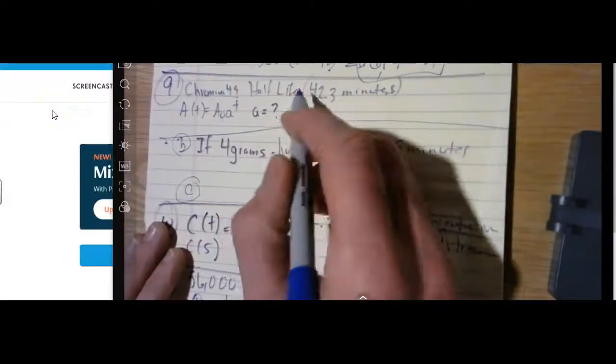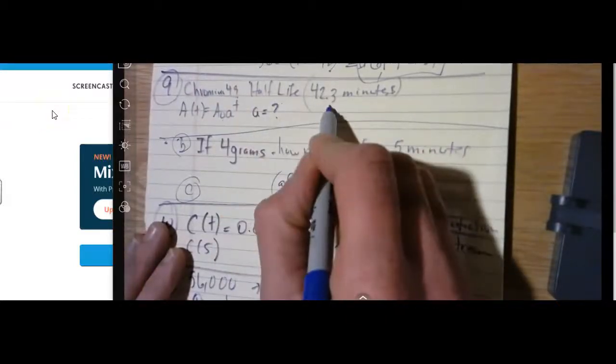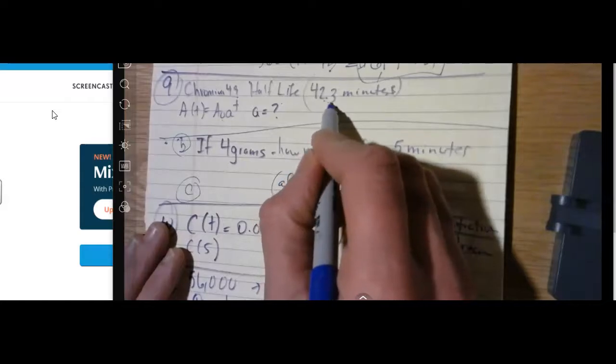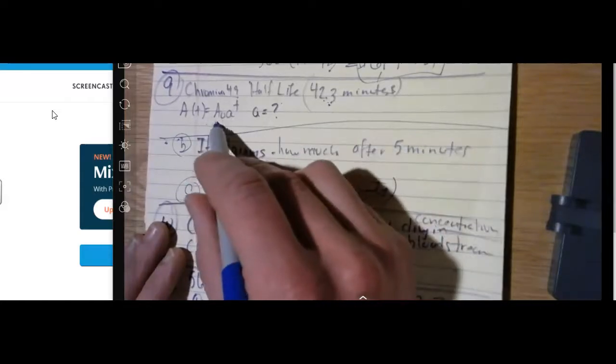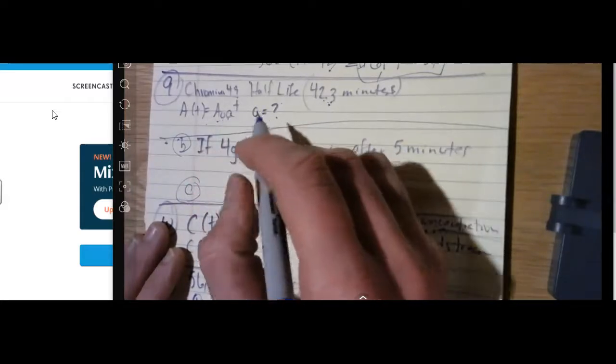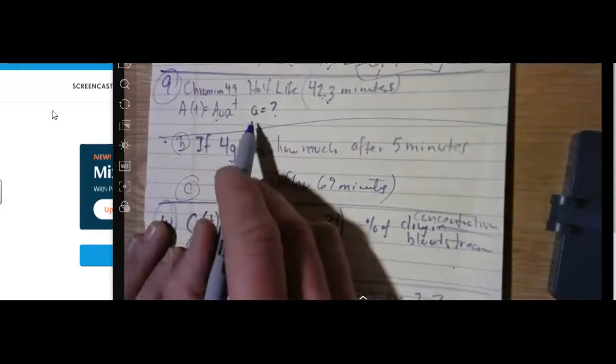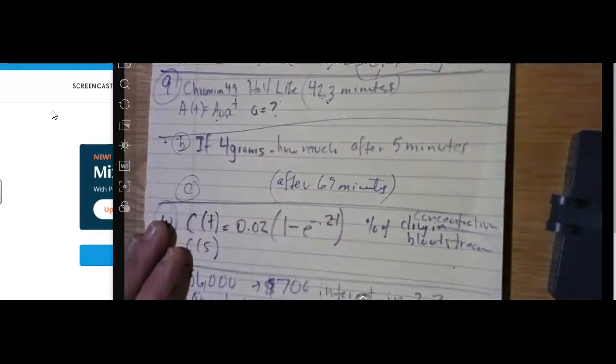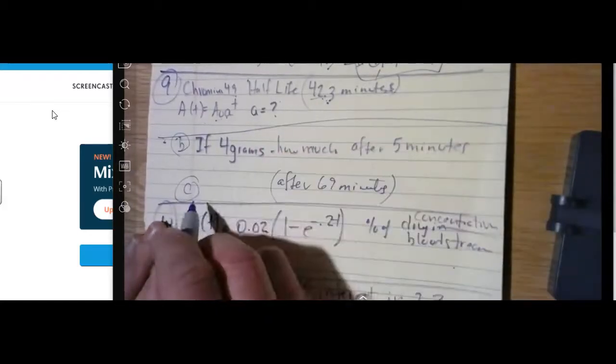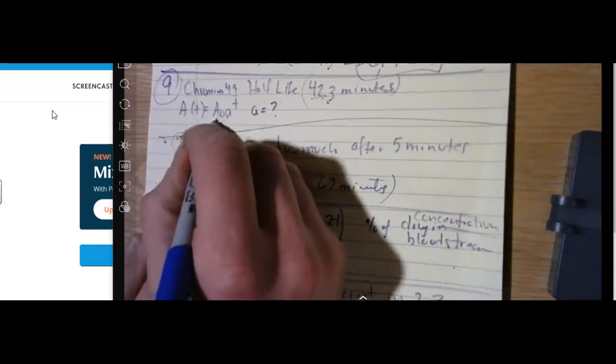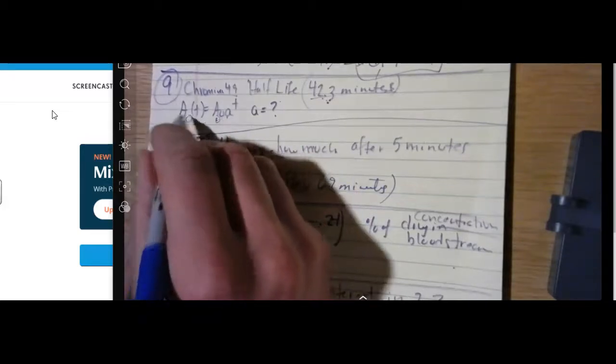Okay, number 9 talks about chromium-49, which has a half-life of 42.3 minutes. That means every 42.3 minutes you have half as much as what you had before. So they're asking us what the value of A is in this equation if the half-life is 42.3 minutes. That means whatever you put here, this is half as much.